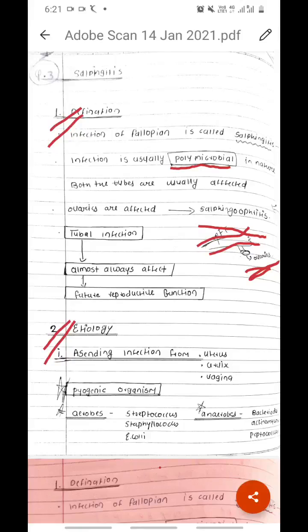So salpingitis stands for the infection of the fallopian tubes. The infection is usually polymicrobial in nature. What does it mean? It means that more than one microbe is present and it leads to salpingitis.